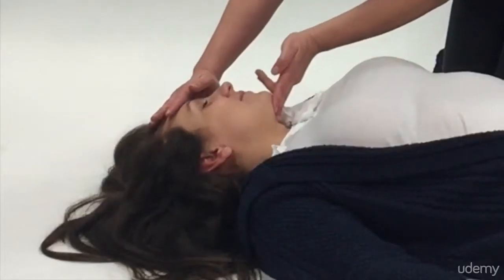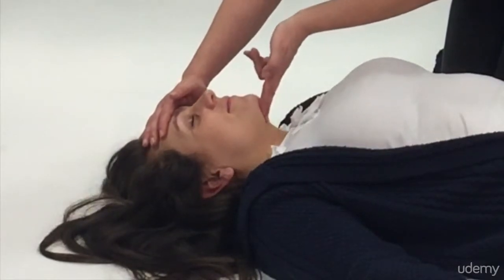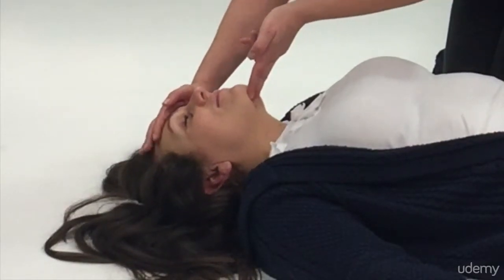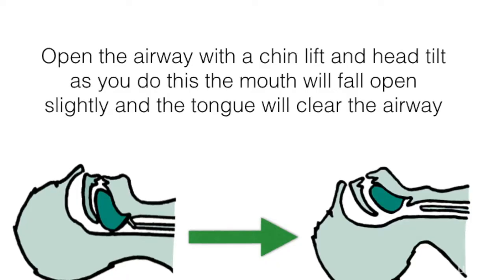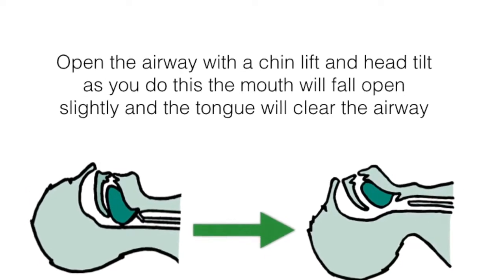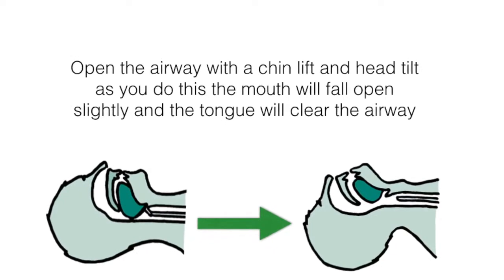Then we need to open the airway. We do this by placing 2 fingers underneath the chin and 1 hand on the forehead. We lift the chin up and tip the head back. This opens the airway by moving the tongue out of the way, as these 2 pictures clearly show you.